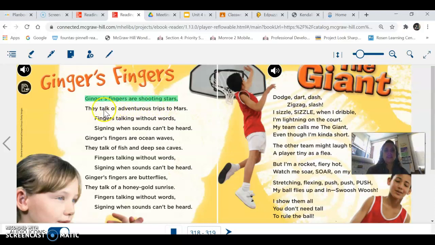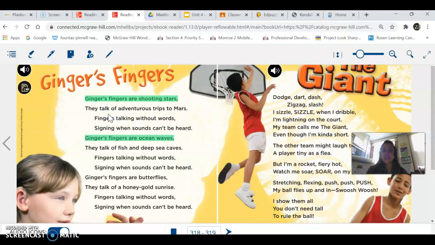Let's read on. They talk of adventurous trips to Mars. Fingers talking without words. Signing when sounds can't be heard. Ginger's fingers are ocean waves. Oh, I have just identified another metaphor. Ginger's fingers are ocean waves.